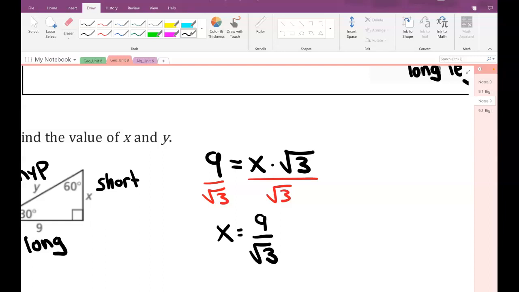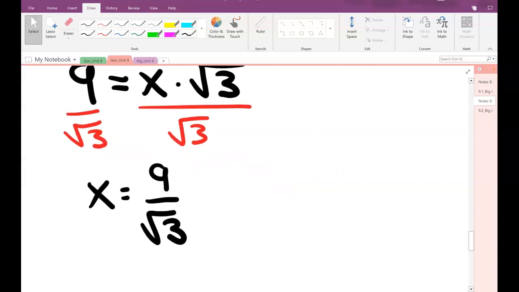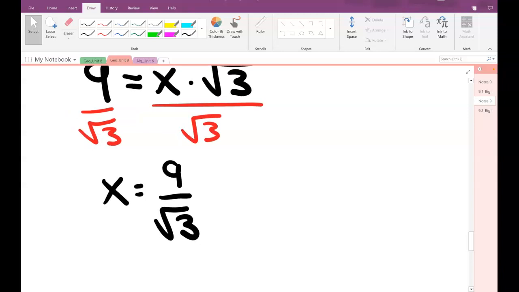we have to do a process that you may remember from Algebra 1. It's not a fun process, it's kind of tedious. It's called rationalizing the denominator. What it means is getting that square root back to the top so we can have a whole number on the bottom. Because this 9 is a nice whole number on the top, and the square root of 3 is a repeating decimal. We never want a repeating decimal on our denominator.